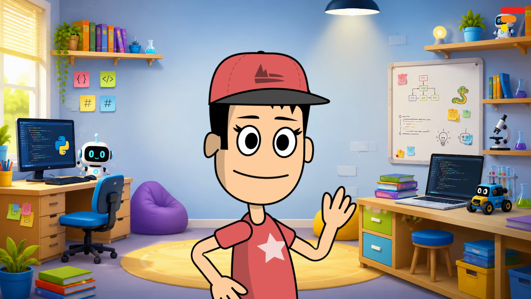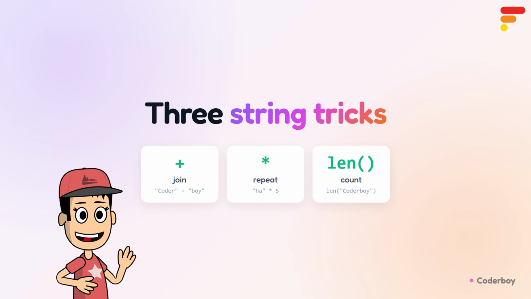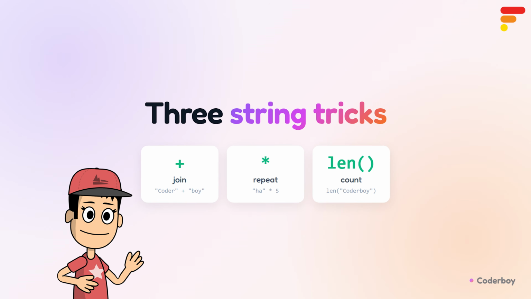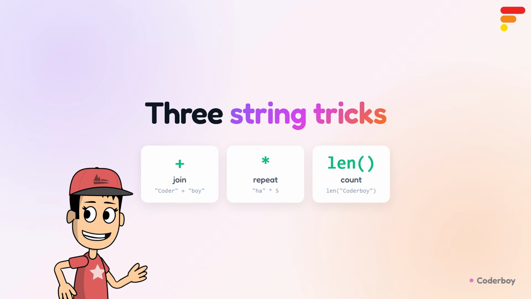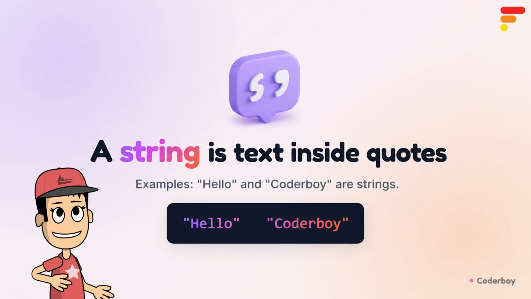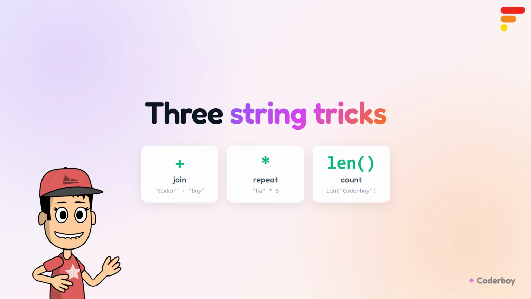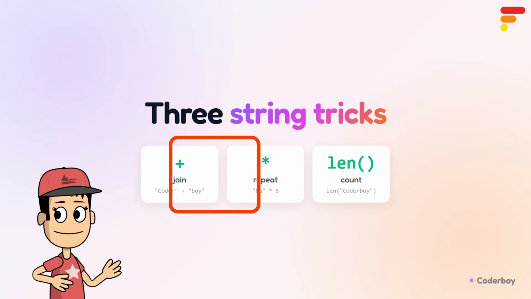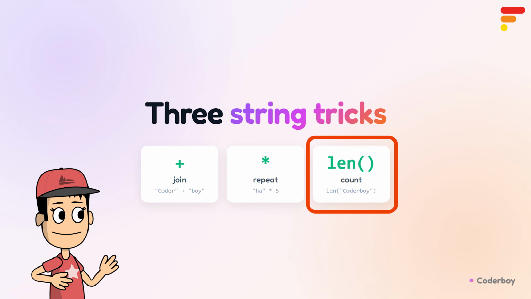Friends, I am Coderboy. Today we will learn 3 useful string tricks in Python. Join, repeat and find the length. Remember, a string is text inside quotes. With these 3 tricks we can join text together, repeat text and count how long the text is.